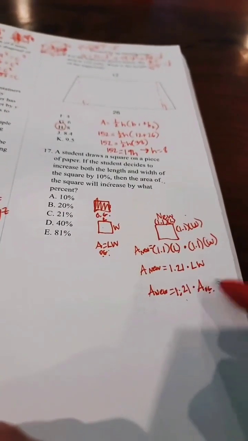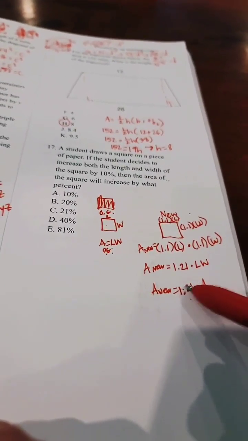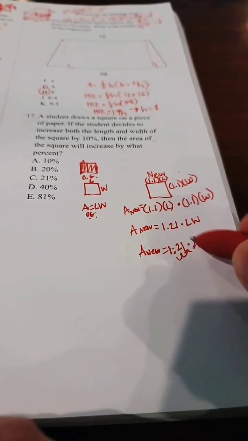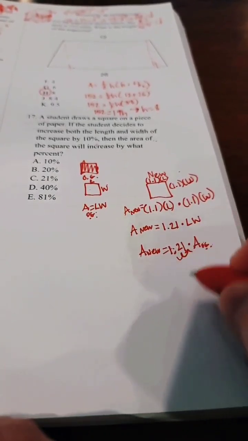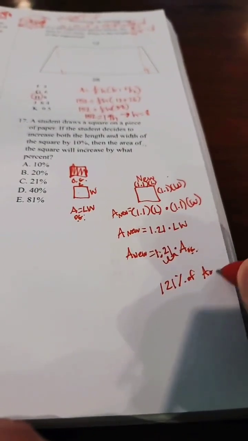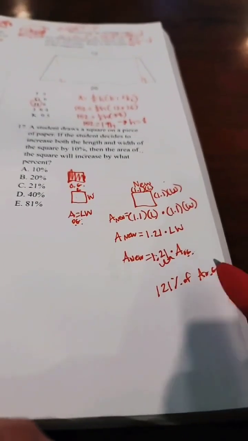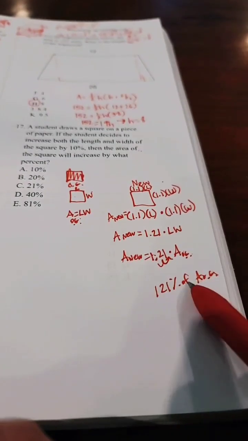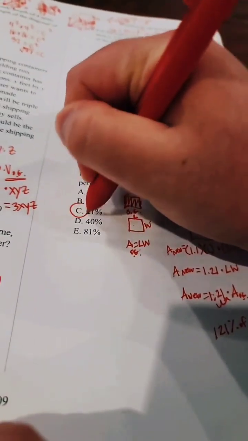So 1.21 times that means that it had to have increased by 21%, because if we turn 1.21 into a percent by moving it over by 2 place values, that would be 121% of the original area. All of the original area is 100%. If you add 21%, then you get to 121%. So that means that they must have increased by 21%. C.